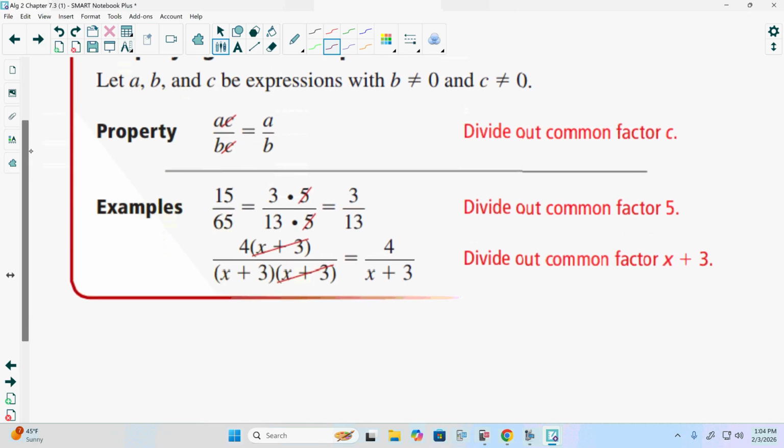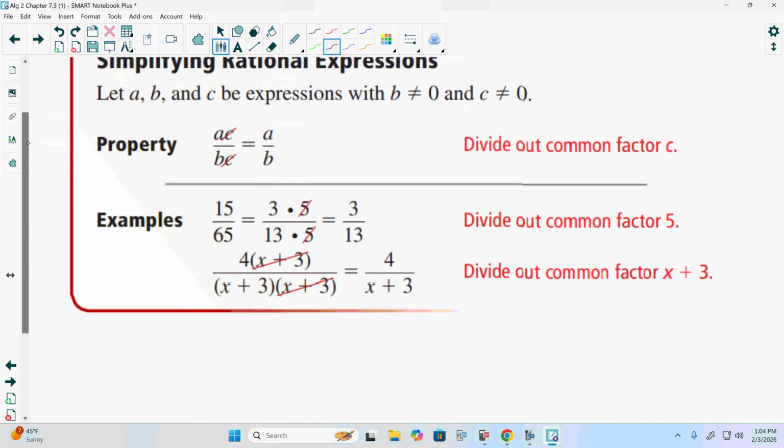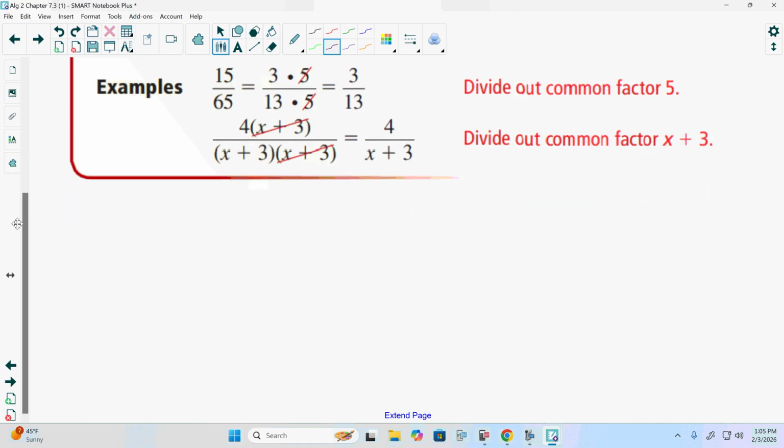So this here, if we have AC over BC, since C is in common on top and bottom, we remove it, telling us that A over B is the simplified version. And they say it up at the top, B is different from 0 and C is different from 0. We cannot have a denominator of 0. We can't divide by 0. That's all that's saying. The second is saying the exact same thing. X plus 3 is in common on top and bottom, so we remove it, giving us this here.